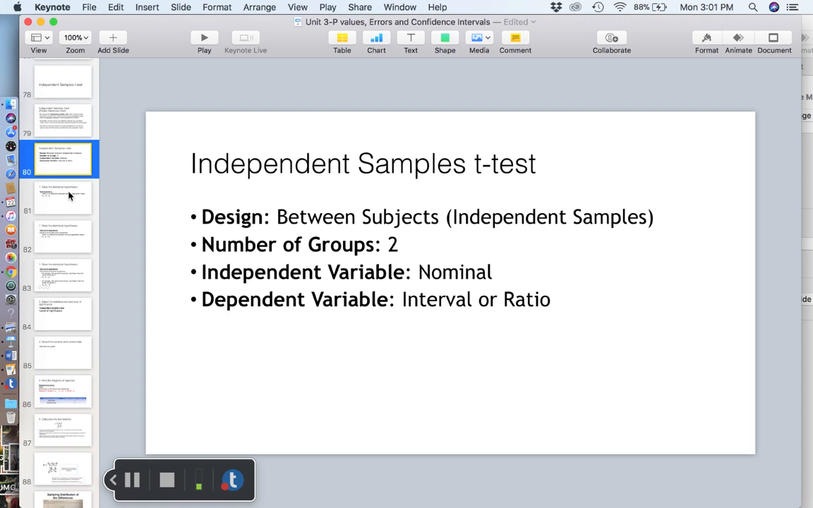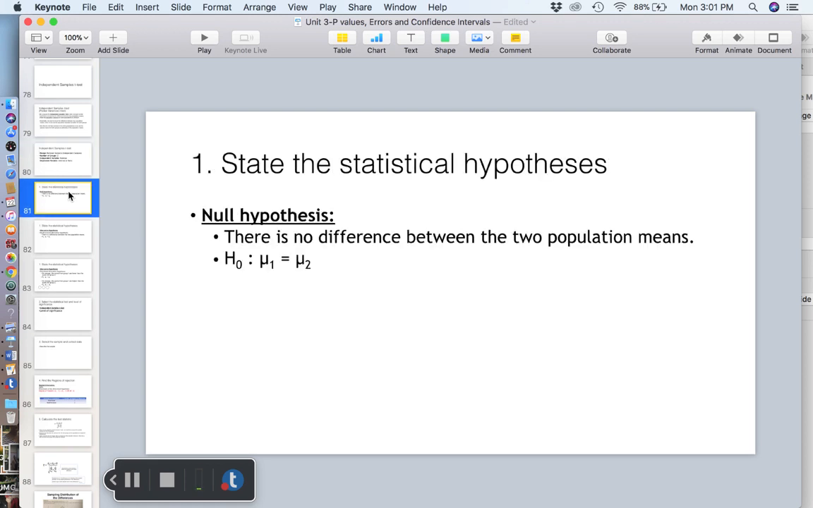So as you all know, we start our null hypothesis testing by stating our statistical hypotheses. So first we start with the null hypothesis, and the null hypothesis essentially says there's no difference between the two population means. We can denote this by saying H0, and then we have mu for group 1 equals mu for group 2. The alternative hypotheses can look one of two ways.